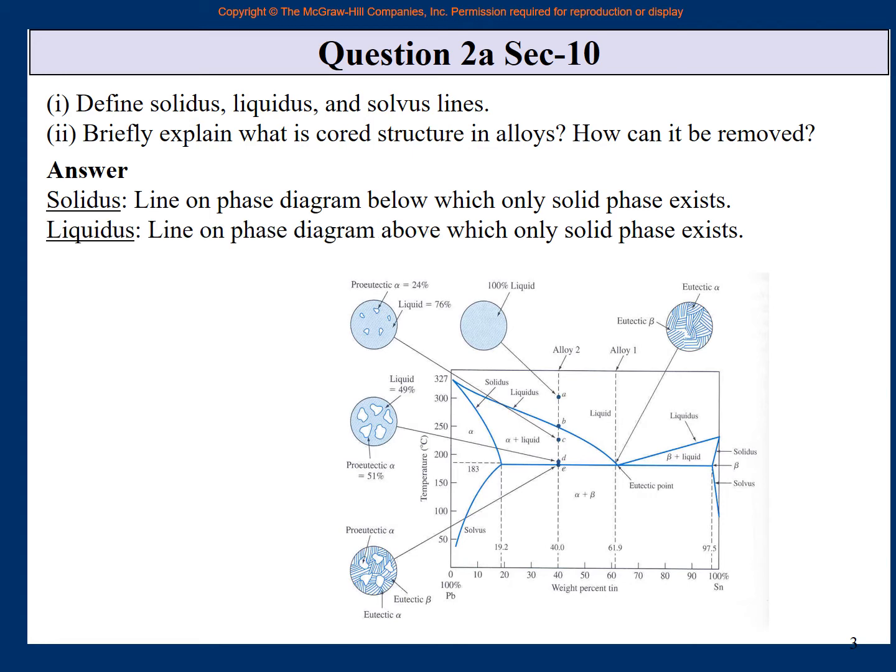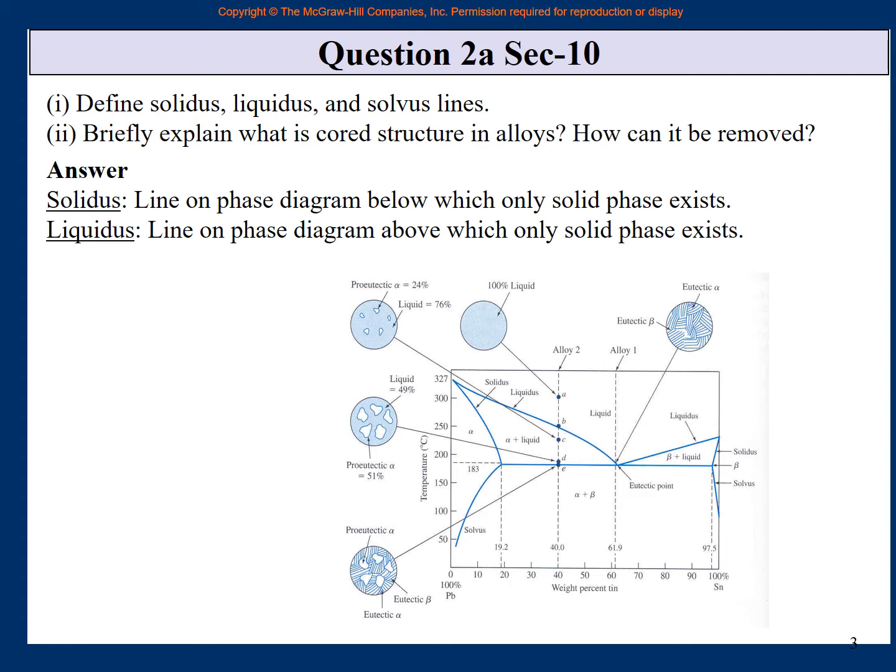Next, liquidus: line on the phase diagram above which only solid phase exists. So sorry, only liquid phase exists. My typo error, only liquid. If this is the liquidus line, then above it will always be liquid, below it will be mixed. So please, sorry for my typo. Line on the phase diagram above which only liquid phase exists.